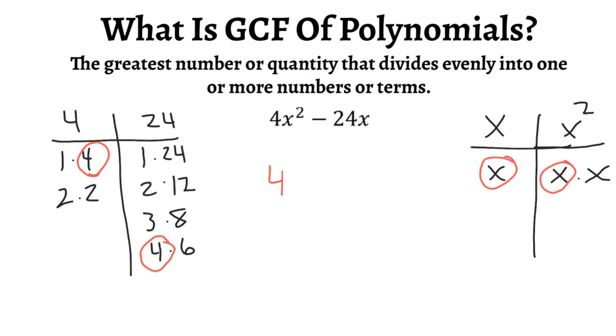So the common factor of the variables is x, and the common factor of the coefficients is 4. The greatest common factor is that they're both divisible by 4, and they both have an x as the greatest term in common. So 4x is the GCF of this expression. Let's try a few more.